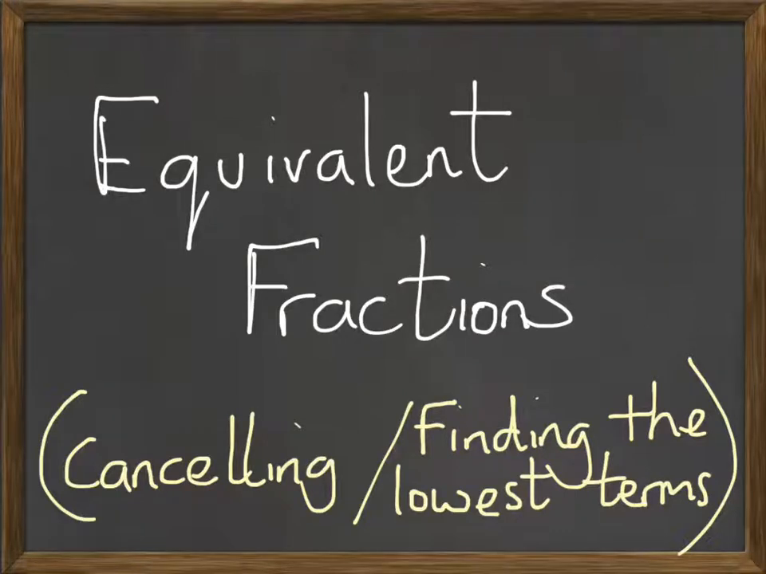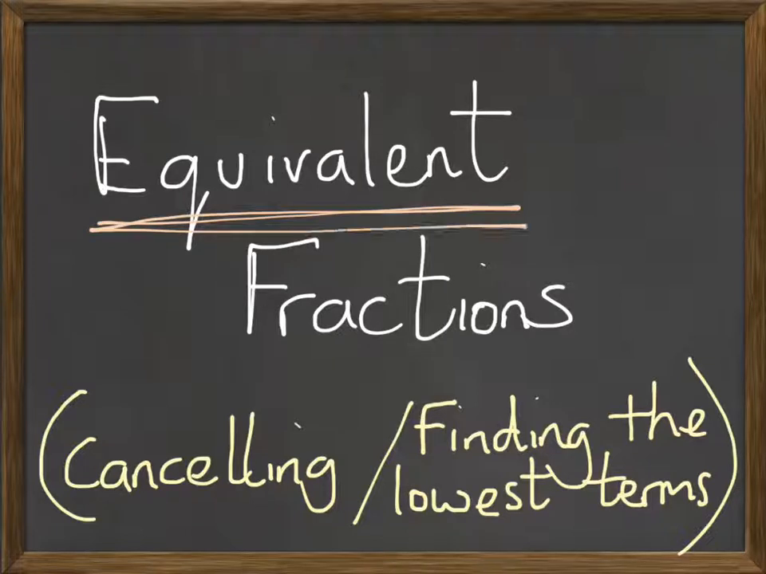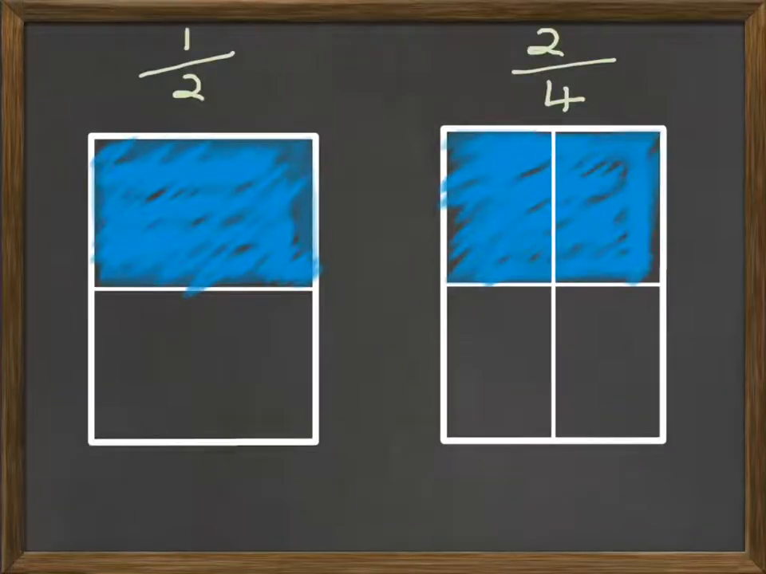Hello and welcome to this lesson on equivalent fractions, and we're going to look at cancelling fractions down and finding the same thing, finding them in their lowest terms. Now, what is an equivalent fraction? Let's look at this word equivalent. Equivalent means the same. In this case you look at two different fractions, but they can be exactly the same, and I'll explain a bit better how that works. So here it is visually.